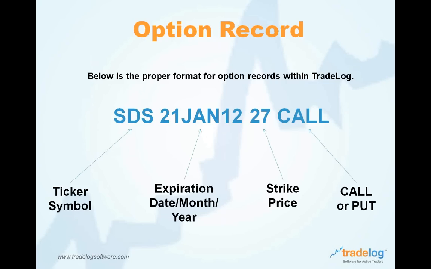All right, so to get started here, let's first take a look at an option record. What you're looking at here is the basic options format. We call it the options long format here. It consists of, first, the ticker symbol. Then we have the expiration information, which is the date, month, and year of the expiration of that option. Then we also have the strike price, and then whether it was a call or a put.